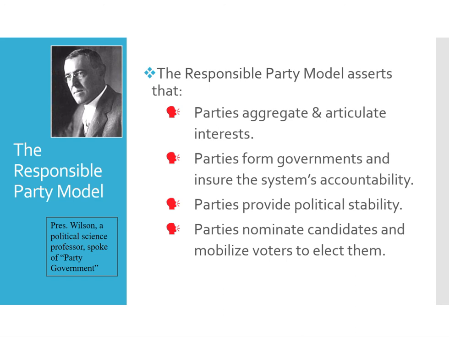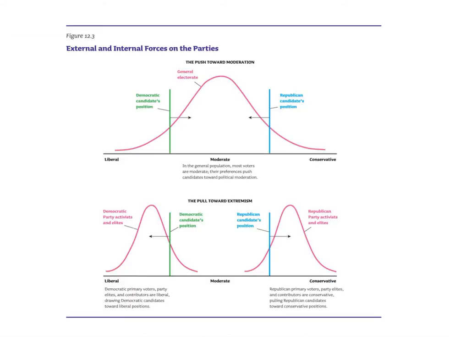Parties nominate candidates and mobilize voters to elect them. We've just talked about the nomination process very briefly, but that nomination process is critical. Who is given the okay, the authorization from the party to be the party standard bearer, to be their candidates. That's what I mean by authorization, to be their candidates. And then how do the parties mobilize, get people out to vote, register people to vote, get interest groups that are aligned with the parties to get people to vote? Those are the things that parties need to do. So those are the functions of political parties in a responsible party model, if parties are doing what they should do.